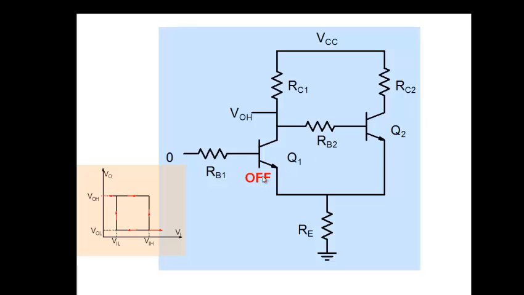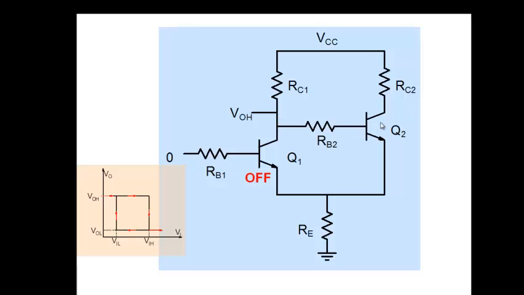Fine. If Q1 is off, it does not draw any current, which means that the only current flowing through RC1 is the current which starts from here. Q1 will not draw any current, so it's the current which goes into the base of Q2 here. And base current in general is not very large. So what would happen is this value is going to be high. Say this is 5 volt, this value is going to be close to 5 volt, unless you choose RC1 very, very large. Okay, so this value is going to be high here, high value here.